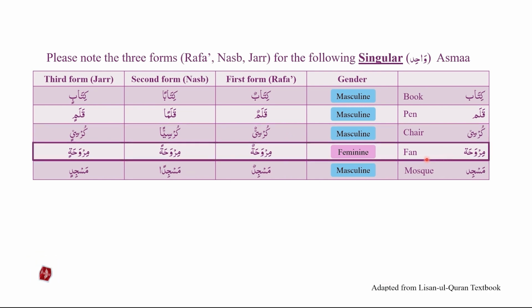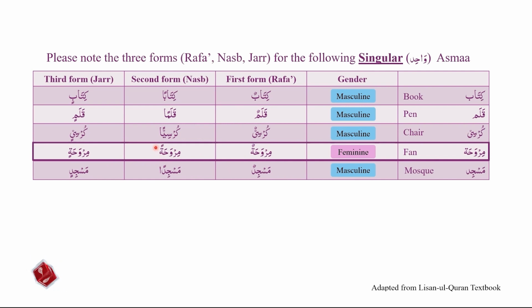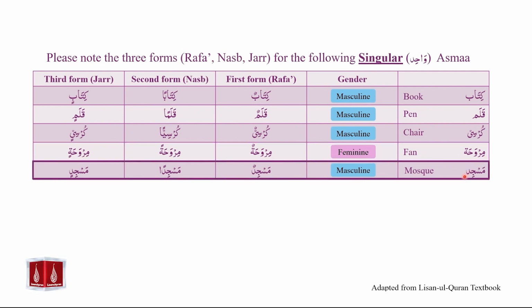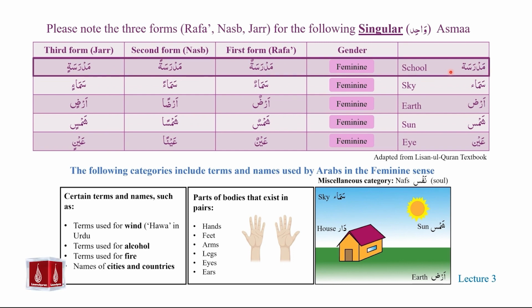Mirwaha, which means fan. Mirwaha is feminine because of the gol ta at the end. Mirwahatun, mirwahatan, mirwahatin. At the end of mirwahatan, we do not need to add an alif because of the presence of gol ta at the end of mirwaha. Masjid, masjidun, masjidan, masjidin. Madrasa, which means school. Madrasa is feminine because of the gol ta at the end. Madrasatun, madrasatan, madrasatin.